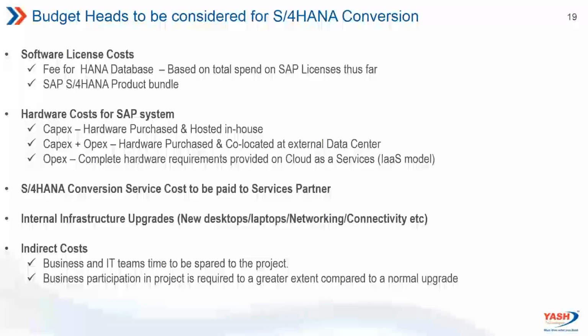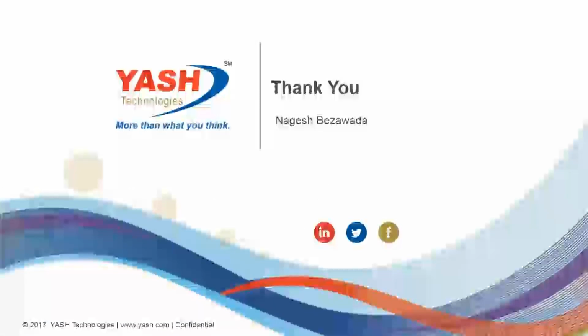Then the most important budget head that you need to consider is the SAP S/4HANA conversion service cost to be paid to your services partner. Then there could be a few other things, like upgrading your gadgets, such as provisioning tablets for some of your people in the company, or improving your network and connectivity, your desktops and laptops, etc. The final component is the indirect cost, because the business and IT teams have to be allocated to the project, as you would for any other project. But compared to a normal upgrade project, business participation is required more in the pre-migration and post-migration stages, like we discussed earlier.